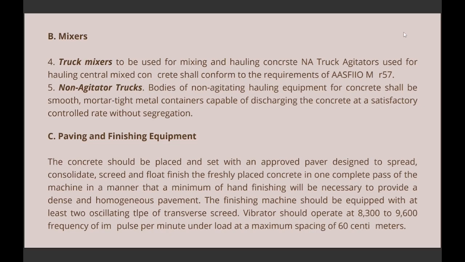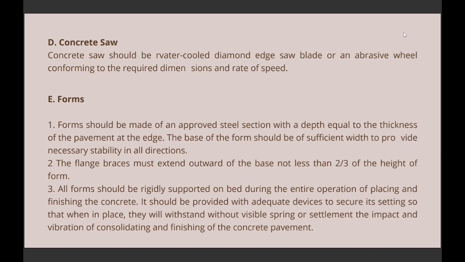Vibrators should be operated at 8,300 to 9,600 impulses per minute under load, at a maximum spacing of 60 centimeters. Concrete saw. The concrete saw should be a cold diamond edge saw blade or abrasive wheel, conforming to the required dimensions and rate of speed.